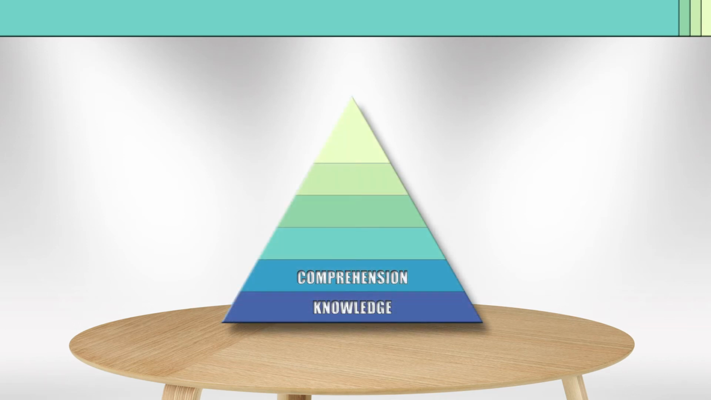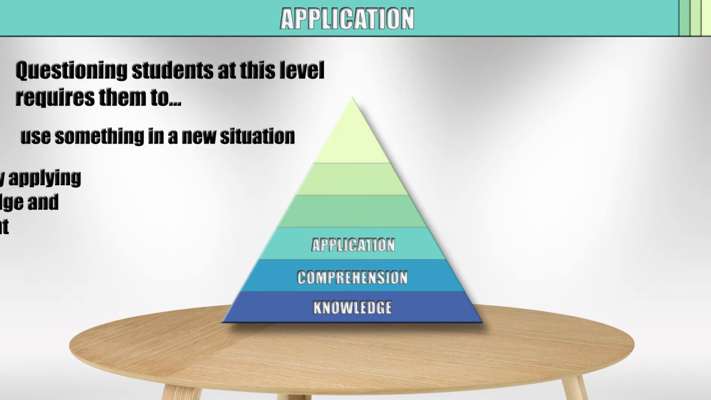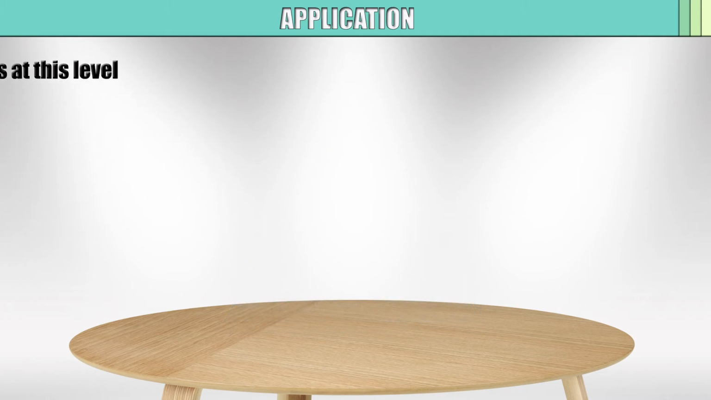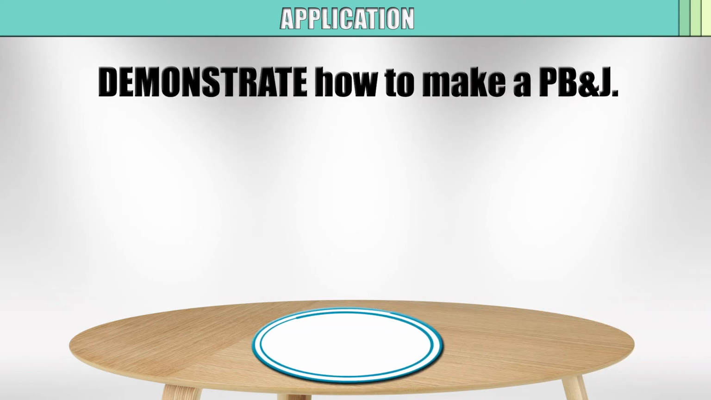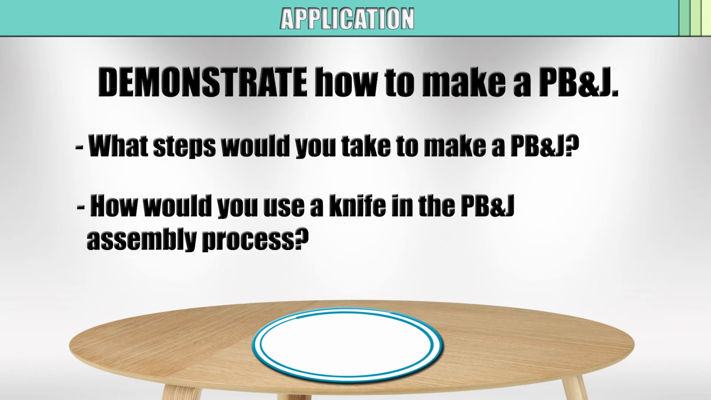The third Bloom's level is application. To question students at this level is like having them use something in a new situation, solving problems by applying acquired knowledge, facts, techniques, or rules in a different way. TLO action. Demonstrate how to make a PB&J. A couple of questions at this level could be: what steps would you take to make a PB&J? How would you use a knife in the PB&J assembly process?